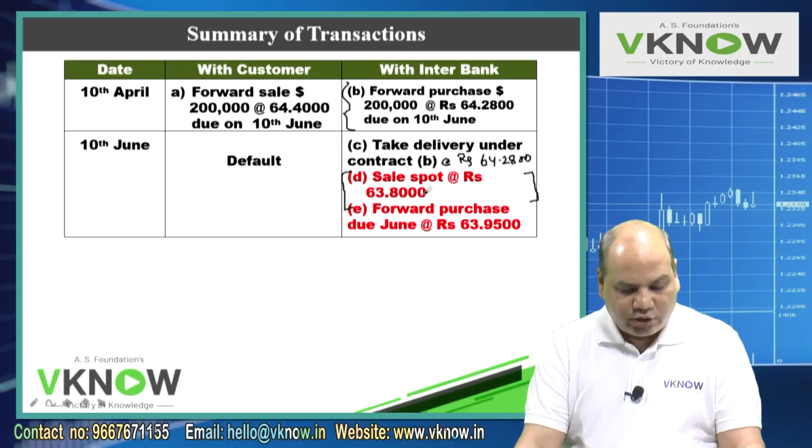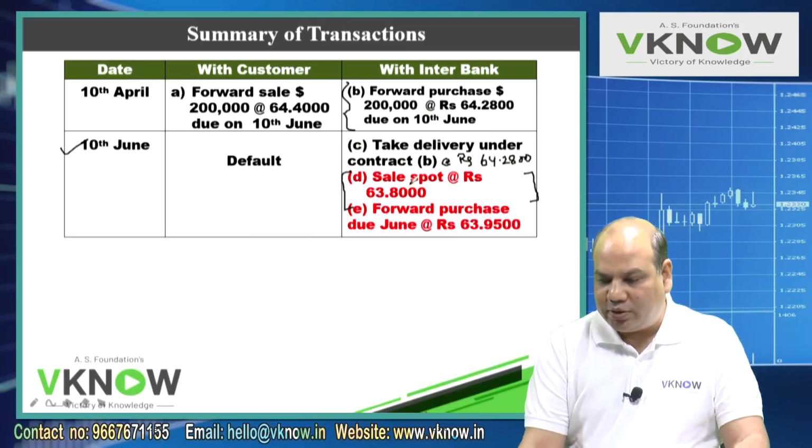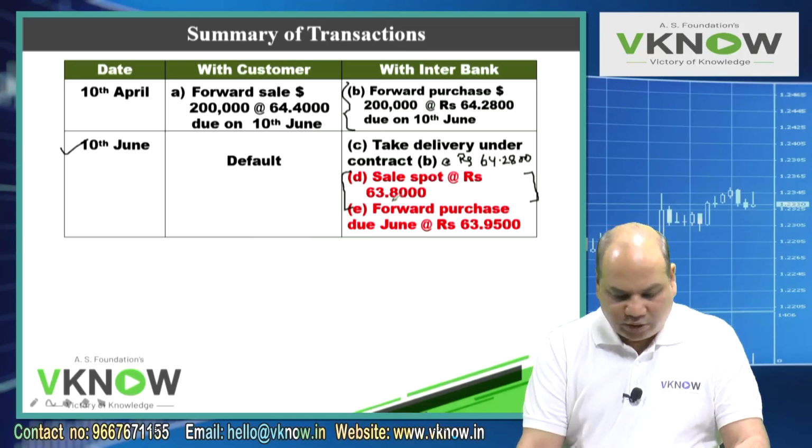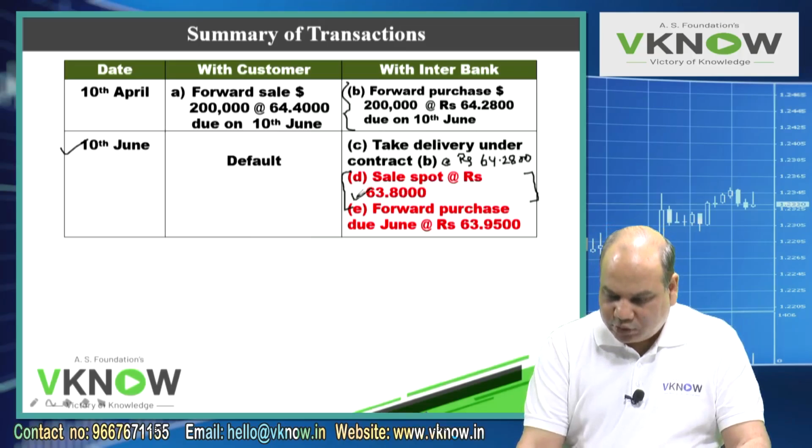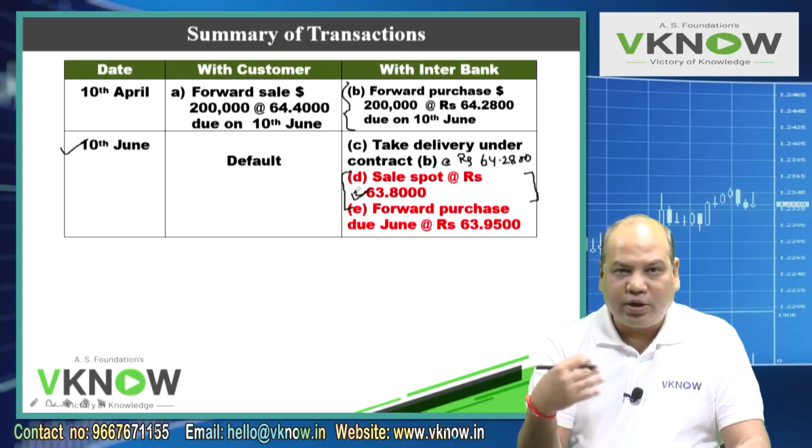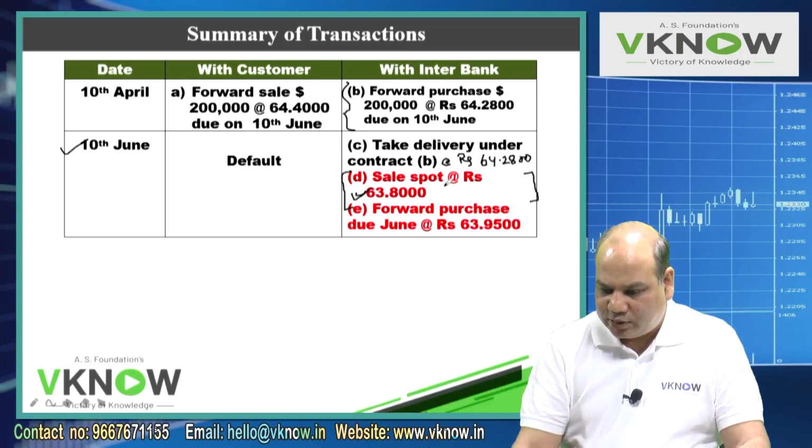Now please come to the 10th June column. Please come to the middle column in your book. On 10th June, this bank wants to sell dollar. Interbank will apply bid rate. Can you see bid rate 63.80? This bank would sell, interbank would buy. Bid rate is applicable, but you don't have to add margin here because this is a transaction between bank and bank. Transaction between bank and bank, do not add margin.